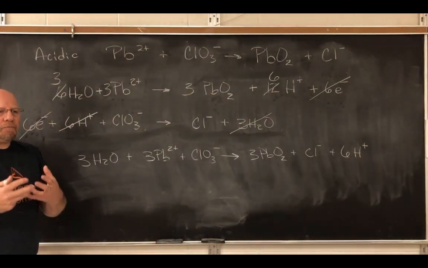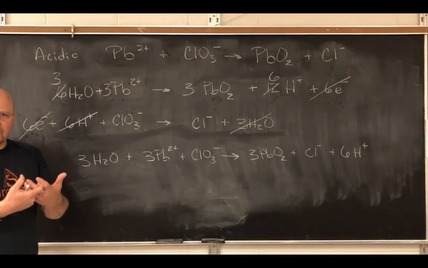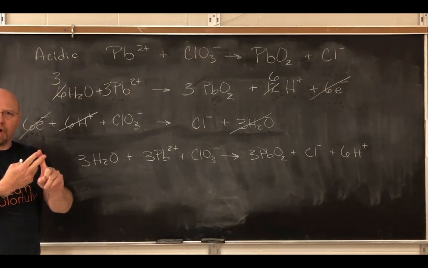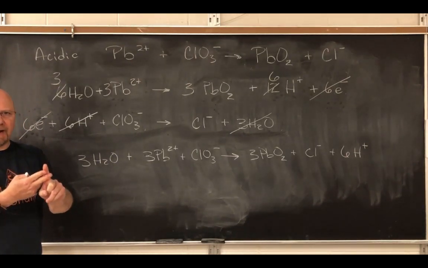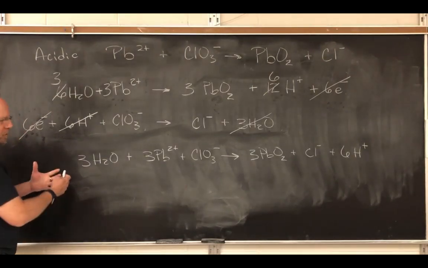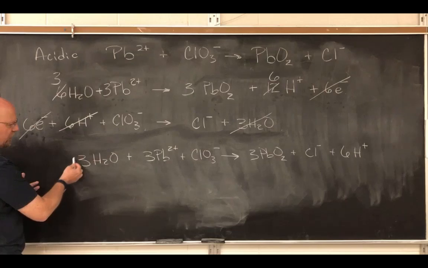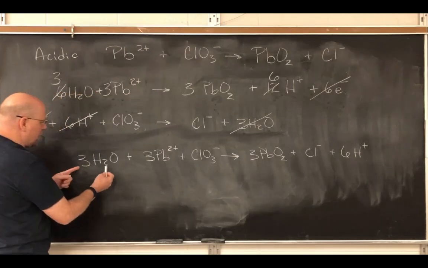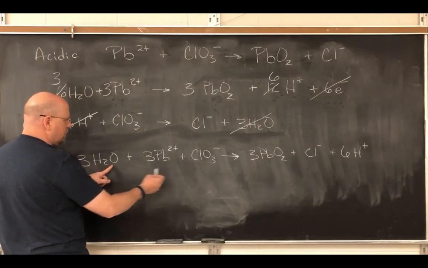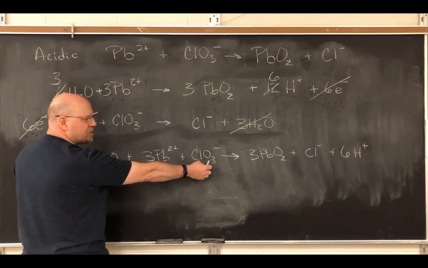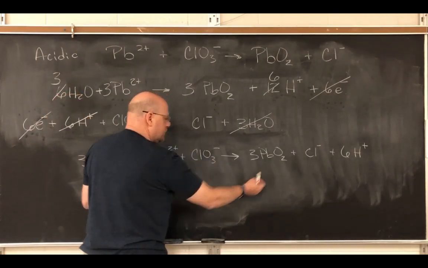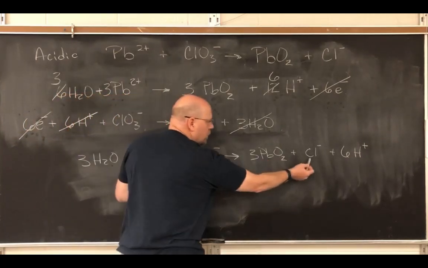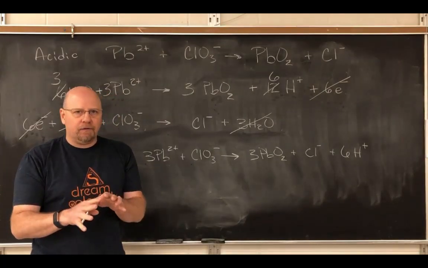And you can tell if a reaction is correctly balanced if all of the atoms are balanced and the total charge on both sides of the reaction are balanced. So if we go through and check, we can check this now. We have 6 hydrogens, and over here we have 6 hydrogens. We have 3 oxygens, plus another 3 is 6 oxygens. We have 6 oxygens. We have 3 leads, 1 chlorine, 1 chlorine. All of our atoms balance.